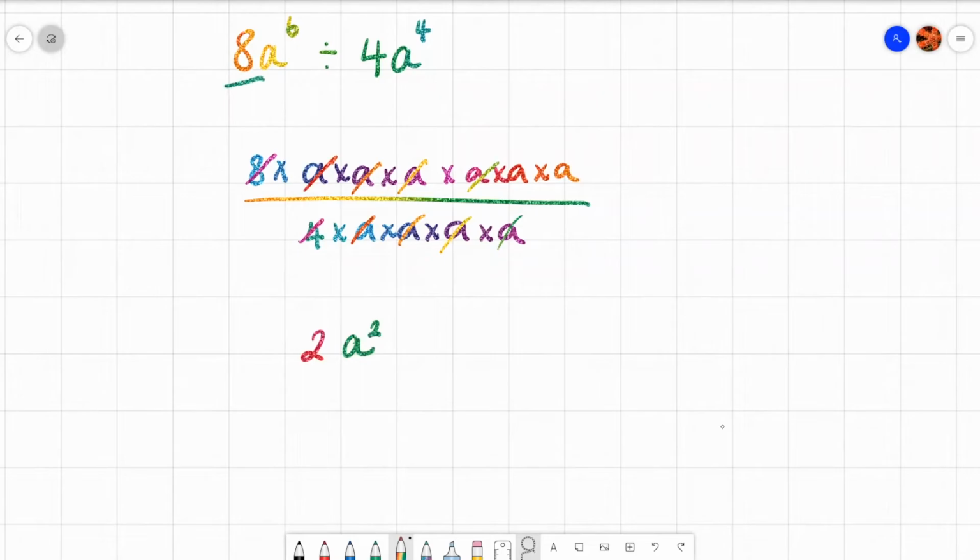So again, I did 8 divided by 4, which gave me 2. And then we've got divide, the same base, so we just subtract the powers. 6 take away 4 is 2.